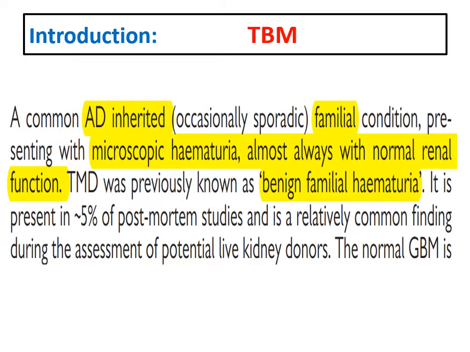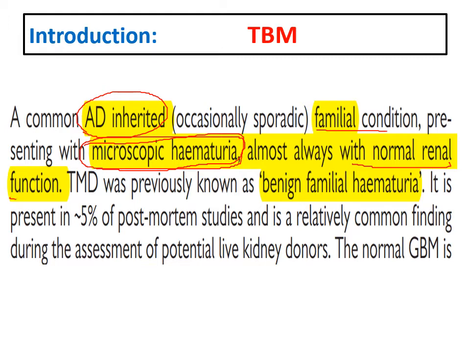What about thin basement membrane disease? It is an autosomal dominant inherited disease, usually in a familial condition, and the main presentation is microscopic hematuria, but it differs from Alport syndrome in that other renal affection is very rare. There is no proteinuria. Usually there is no renal impairment. So it is called benign familial hematuria. Only hematuria, no proteinuria, no renal impairment, and no extrarenal affection. And it is a very common condition.